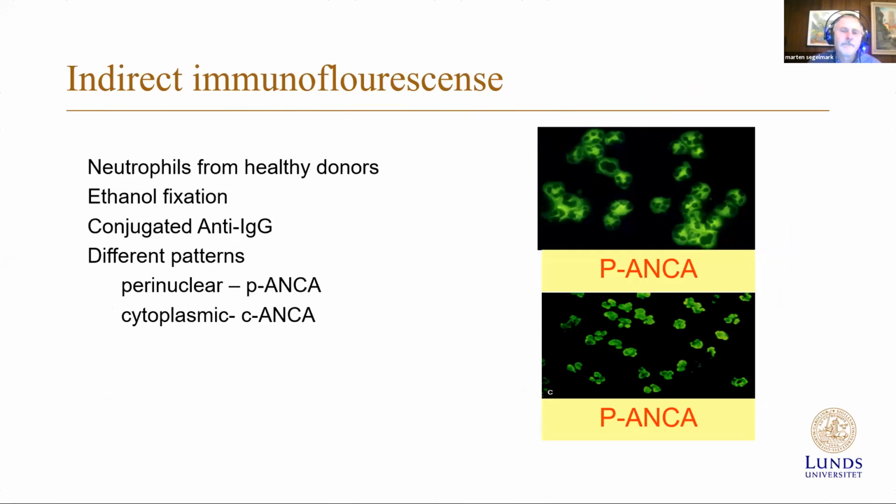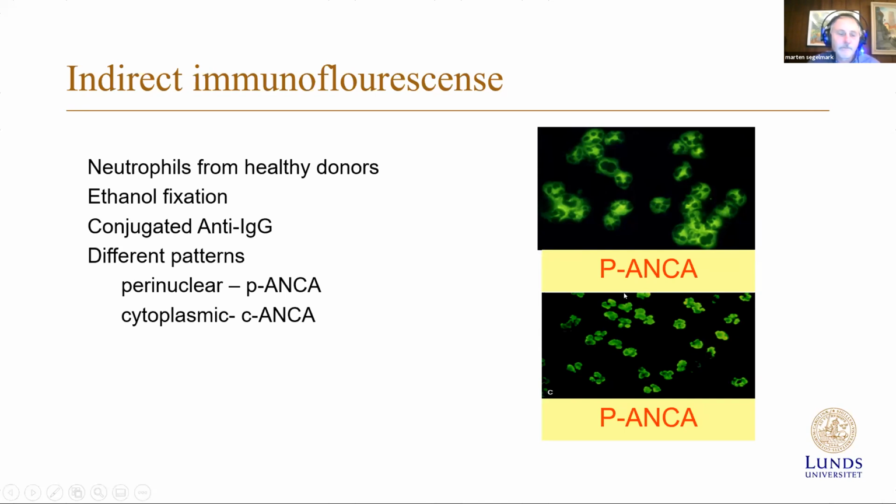There are many ways to detect ANCAs. Traditionally, it was done by indirect immunofluorescence using neutrophils. They were fixed with ethanol on a glass slide, and then conjugated IgG antibodies were put on the slides. And then different patterns could be distinguished, similar to antinuclear antibodies. And we have the P-ANCA pattern.